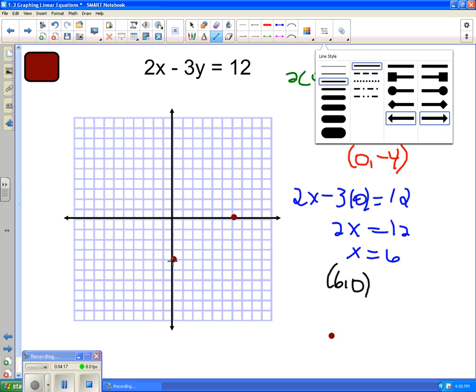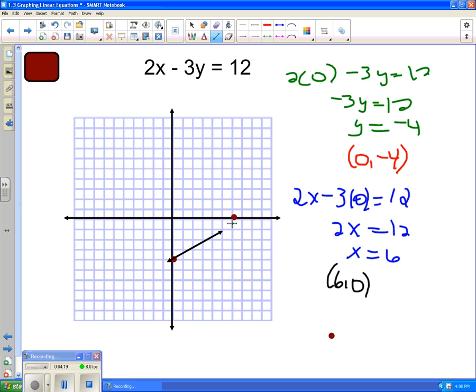And I want to try to be as straight as I possibly can. I want to use a straight edge. I want to make sure that I have arrows on both ends of my line. And I do. And there you go. There's the line. So that's how you're going to graph something in standard form.